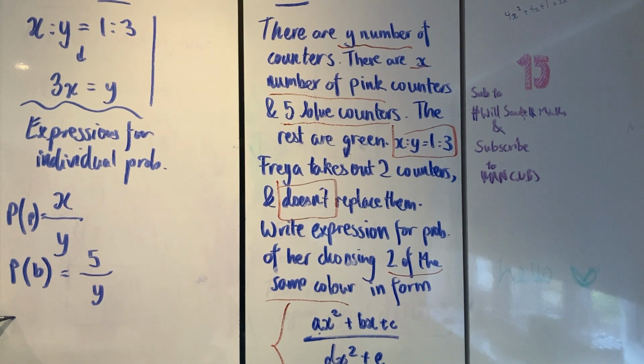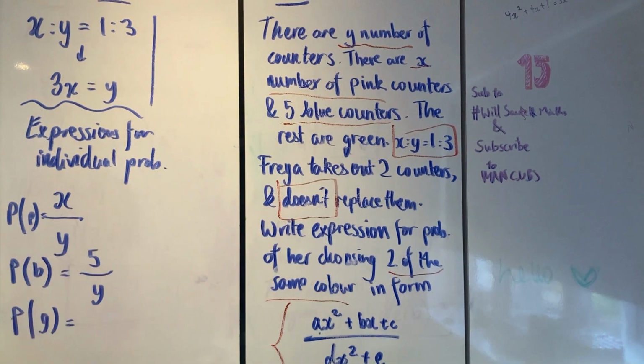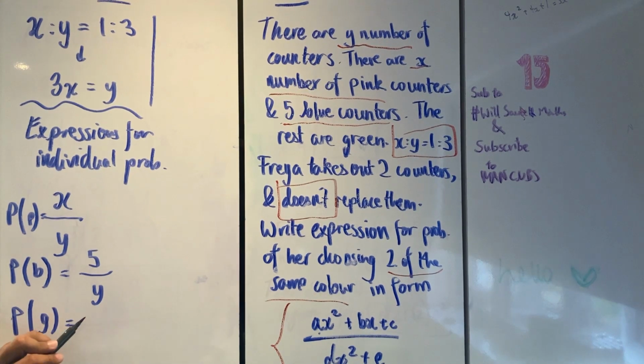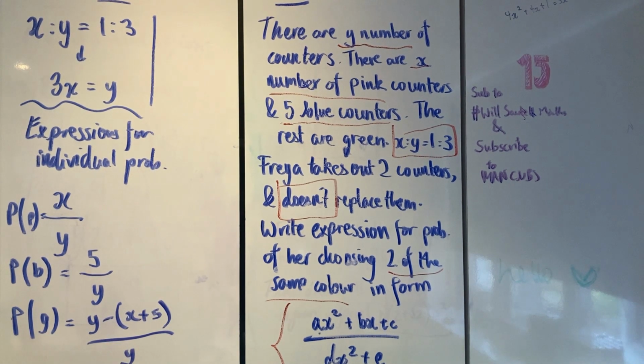Now, let's do the probability of the green counters. Now this is interesting because we aren't given the exact number of the green counters in a variable or a number, but we know that the rest are green and the total number of counters is y, so we can take away 5 plus x from y, as we know there are 5 blue counters and x number of pink counters, and our total is y, so the rest must be green. So the probability of green counters equals y minus (x plus 5), just using brackets to make it a bit easier, and that's over y. I'm going to clear the board and we'll be right back.